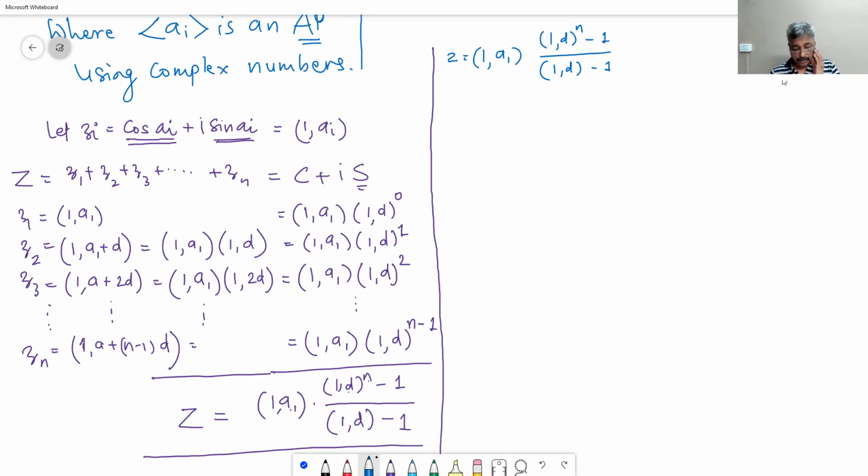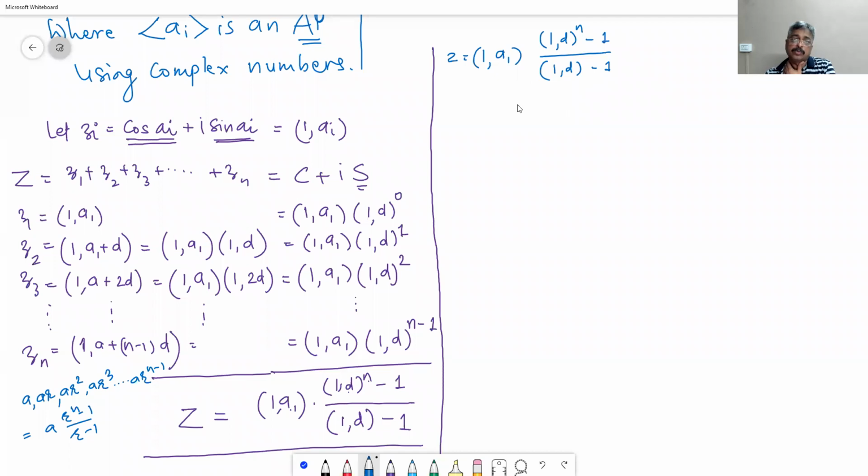Sir, can you please explain how we got (1, d) raised to n minus 1 upon (1, d) minus 1? A, AR, AR square, AR cube, dot dot dot, AR raised to n minus 1. This is the geometric progression and the summation of all. Yes, AR raised to n minus 1 upon R minus 1 is the formula which we have used.